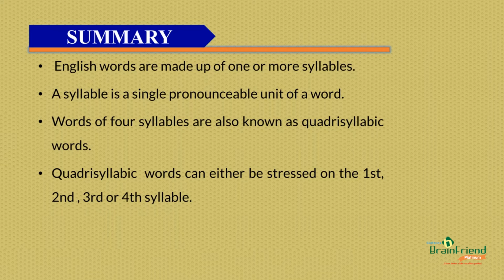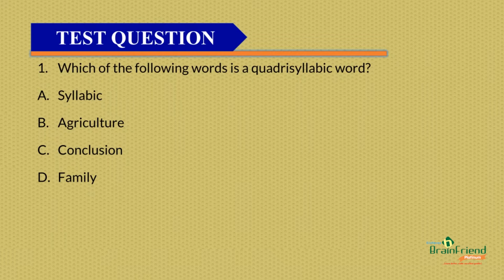We've learnt that English words are made up of 1 or more syllables. We also learnt that a syllable is a single pronounceable unit of a word. Going on, we also learnt that words of 4 syllables are also known as quadrisyllabic words. Lastly, we learnt that quadrisyllabic words can either be stressed on the first, second, third, or fourth syllable. I'm sure it has been an interesting class. Now, let's answer some test questions.